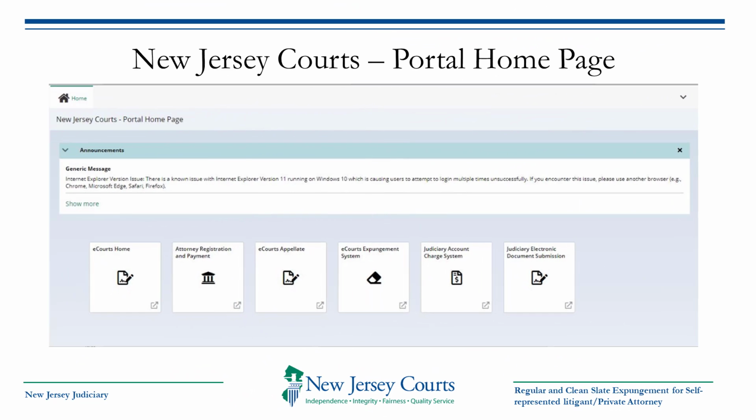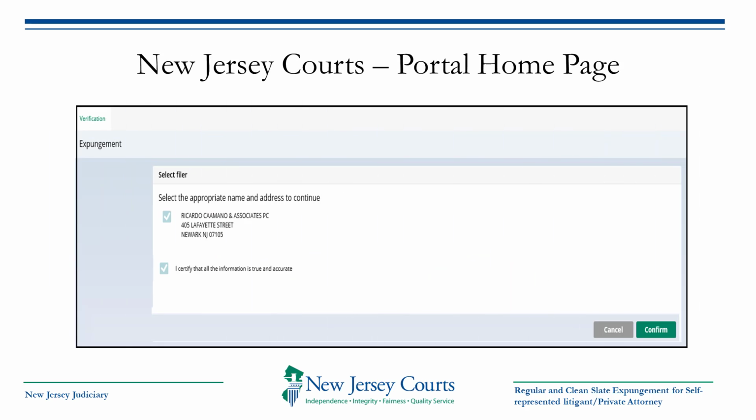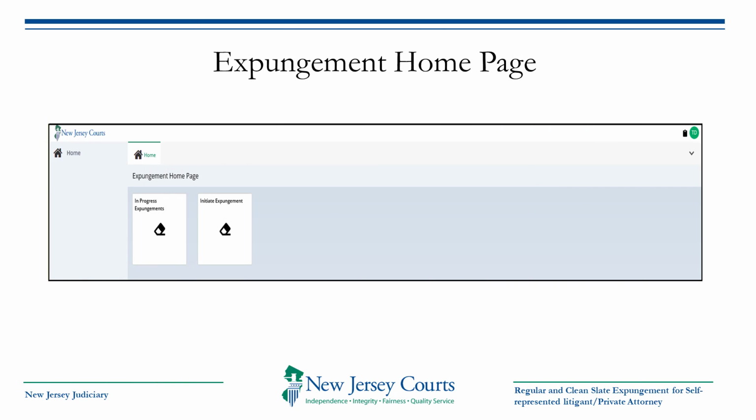Tiles will be displayed based on the self-represented litigant or private attorney's access. Select the tile for eCourts expungement system. The private attorney will select the firm they are associated with and certify before confirming. Self-represented litigant or private attorney can select the appropriate tile for the desired action. Select In Progress Expungements to access expungement cases that are still being processed. Select Initiate Expungement to create a new petition for expungement.